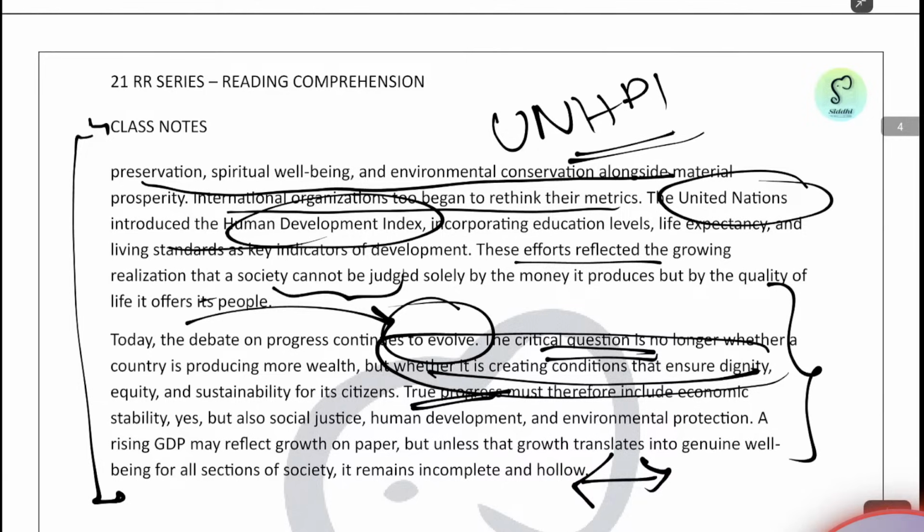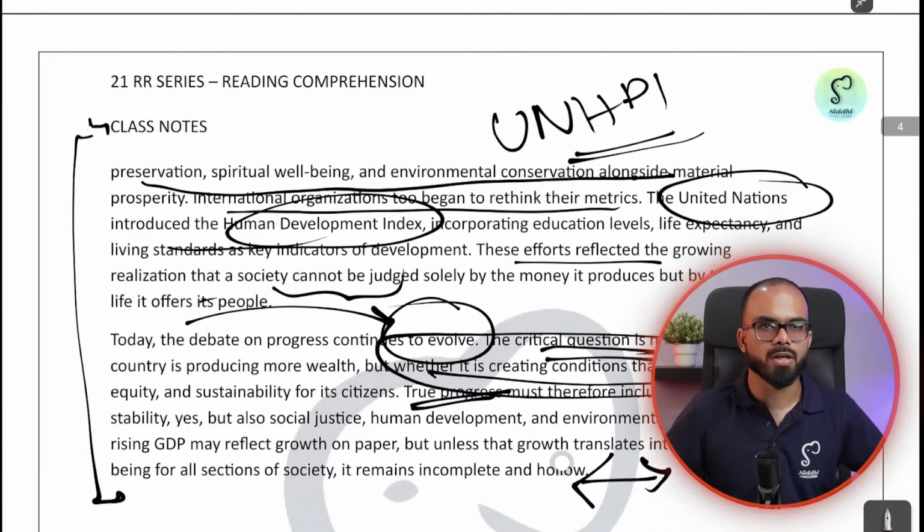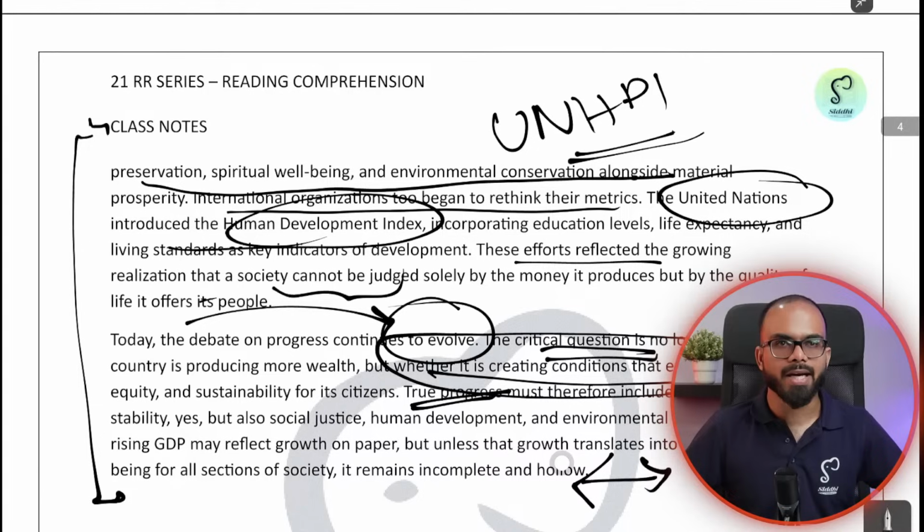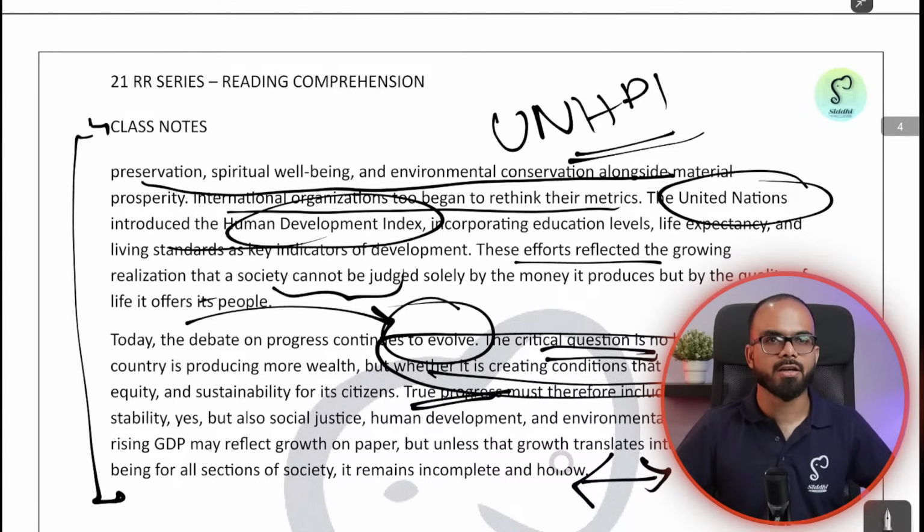So the central idea of the RC is that the attempt of the RC is to tell you how to define progress and what progress is. What is the idea of progress? And they're telling that the idea of progress is not just about numbers, it is about the entire life that it gives.